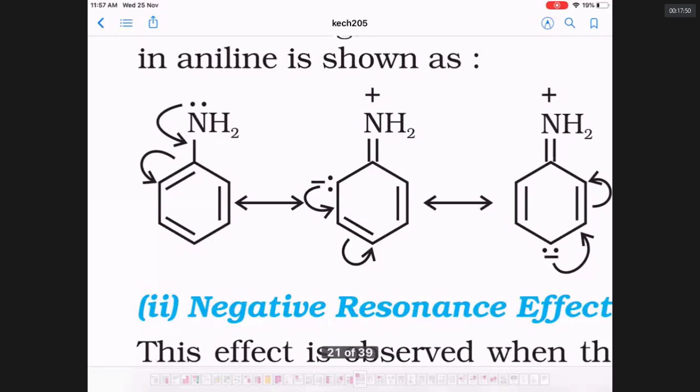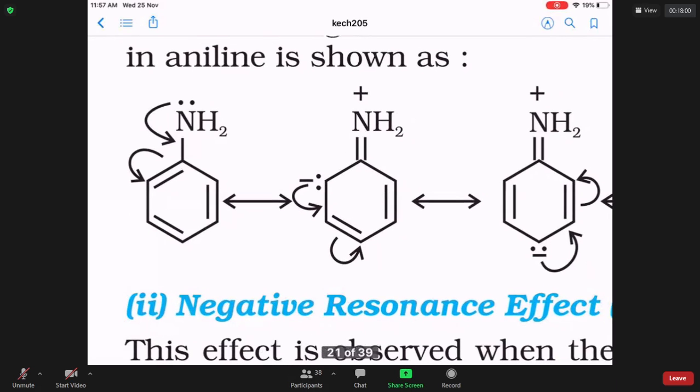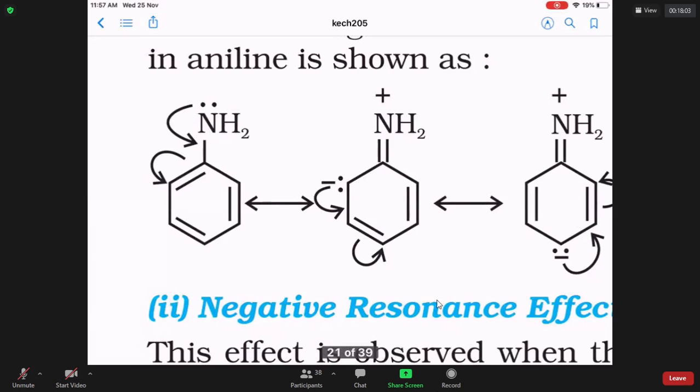Sir, what is a base? A Lewis base is one who can donate an electron pair to the needy. This compound, benzene NH2, is called aniline. Aniline is a poor base. Why is it a poor base than ammonia?